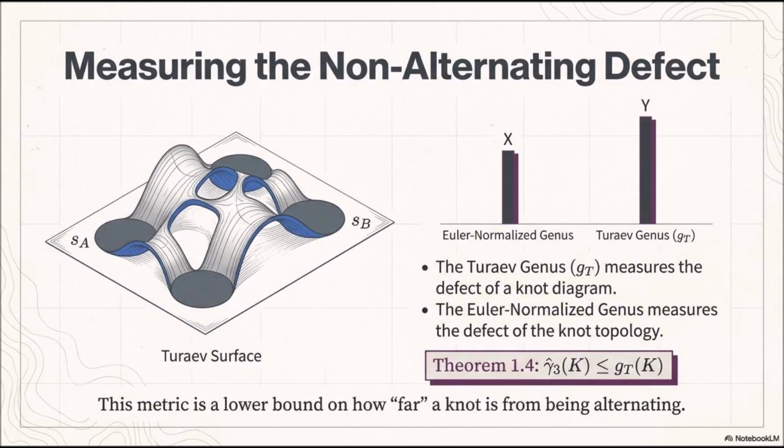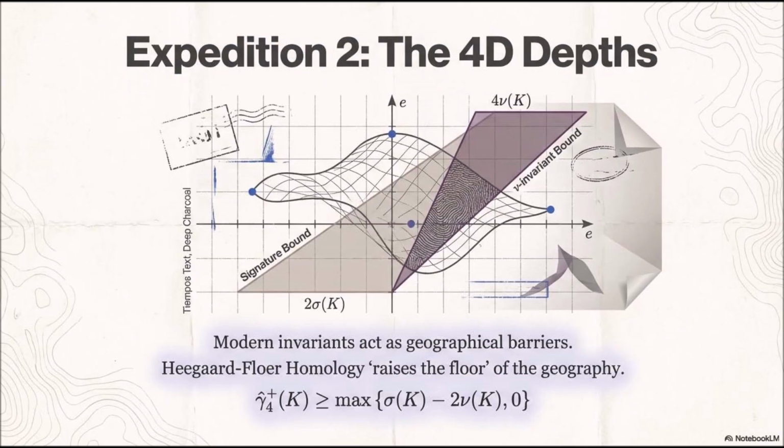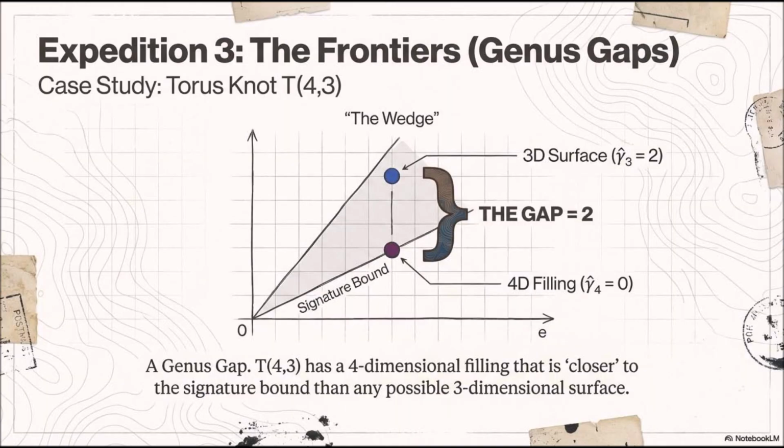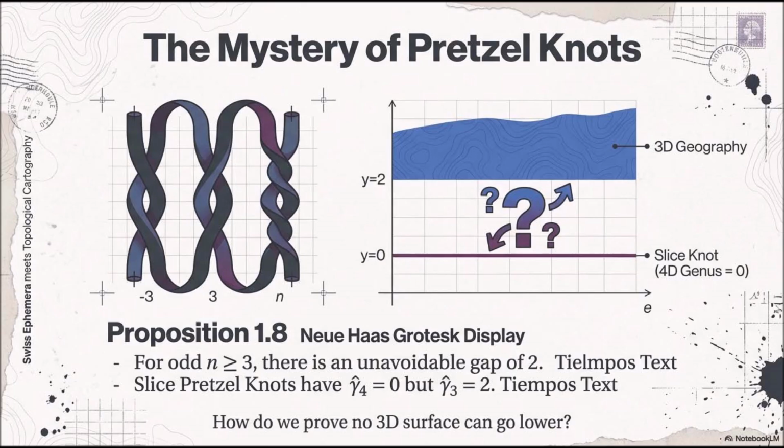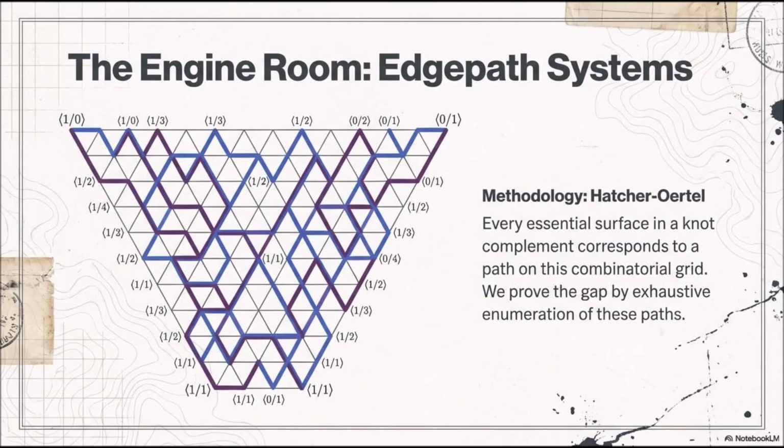And then we went to pretzel knots, and using the heavy machinery of edge path systems, we found a gap. A fundamental difference between the 3D complexity and the 4D complexity. A gap which we then showed could be made infinitely large. It's a remarkable journey through their argument. And it validates this idea that properties like adequacy and alternating are not just features of a drawing, they are deep topological properties that manifest as minimizing this genus in the actual three-dimensional space.